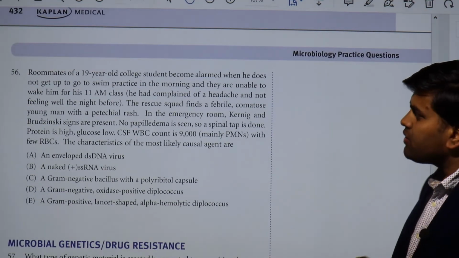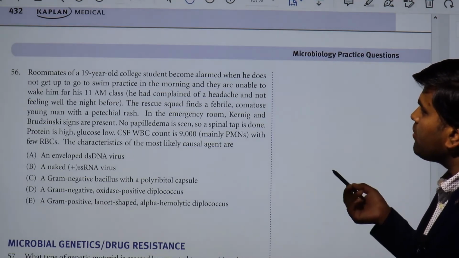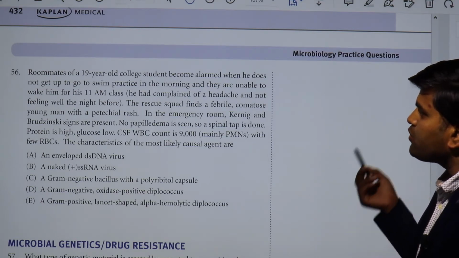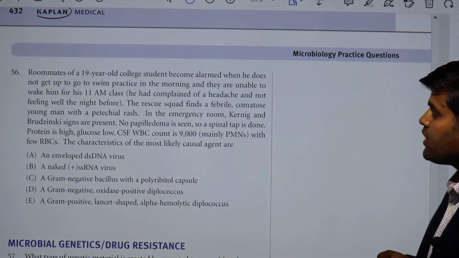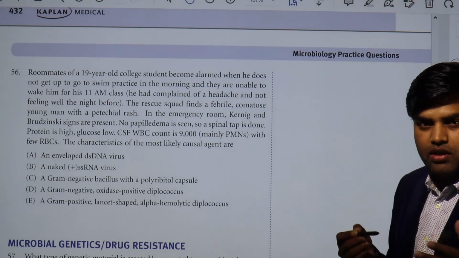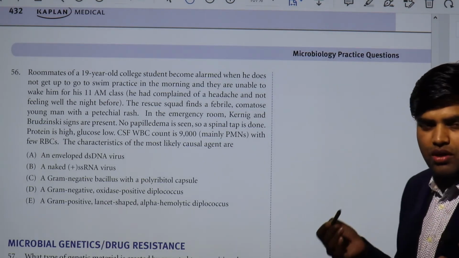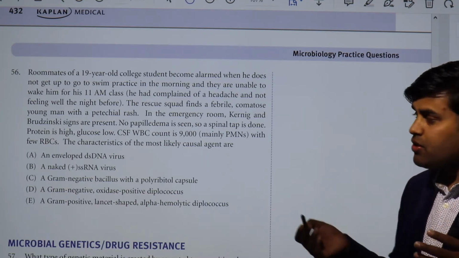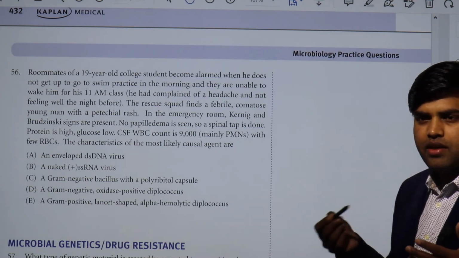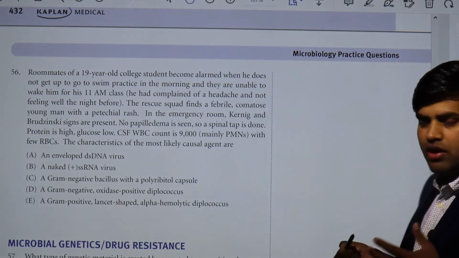So there is a question where the roommate of a 19-year-old college student becomes alarmed when he does not get up to go to swim practice in the morning and they are unable to wake him up by 11 a.m. He had complained of headache and not feeling well the night before. So there is a guy, a roommate, who sees his friend sleeping and not getting up. Usually they go to swimming class in the morning, but he is not waking up till 11 a.m. Before going to sleep, they were talking, and the sick guy had said he was having a bad headache and not feeling well in the night.